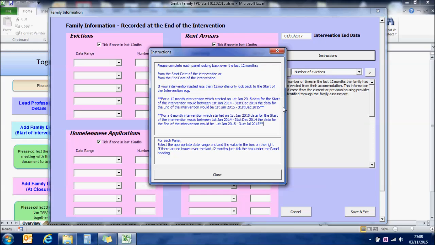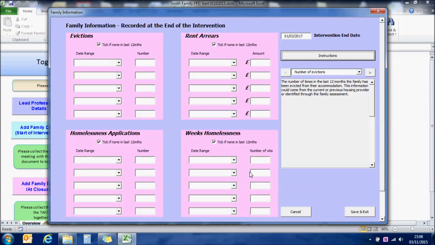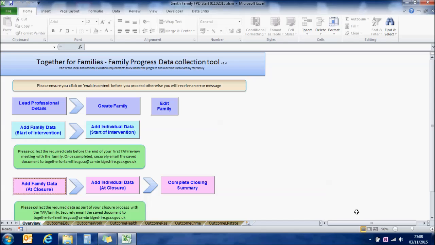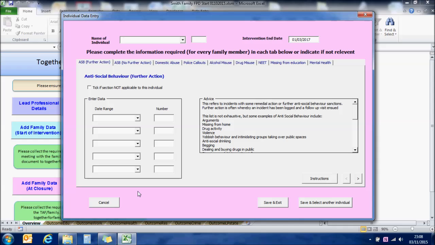If you want to know how to enter the family data at point of closure, please watch part 3 of the instructional video. Now that the family data has been entered, we can press Save and Exit and move on to individual data at point of closure. To get started, we press Add Individual Data at Closure and the individual data screen will appear.